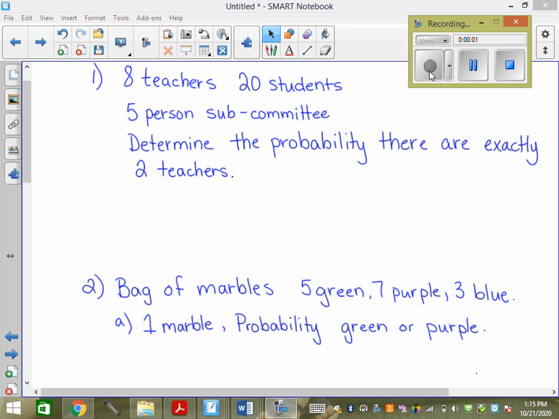Number 1 is 8 teachers, 20 students, 5-person subcommittee. If I just gave you that, it would be a plain old perm com question. But I'm saying determine the probability that there are exactly 2 teachers. So you have to do that. After the word probability affects only the top. And then number 2 we'll do after that. So try this one out.